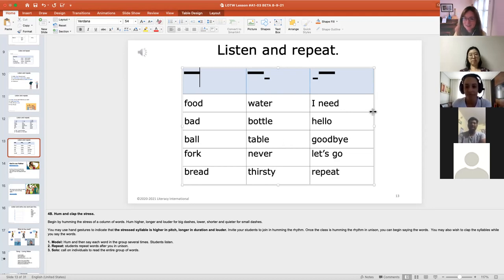And now in our 3rd column, it's the opposite. It starts with an unstressed syllable and then it goes to the stressed syllable. So it's 2 syllables, but it's reversed. I need, hello, goodbye, let's go, repeat. All right, let's try that one together.